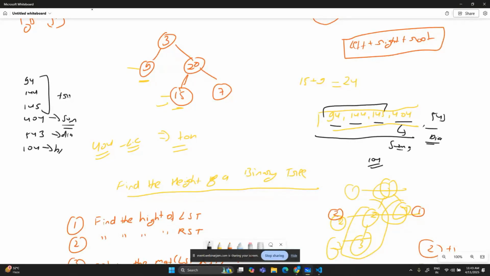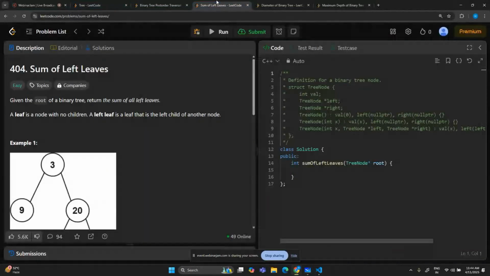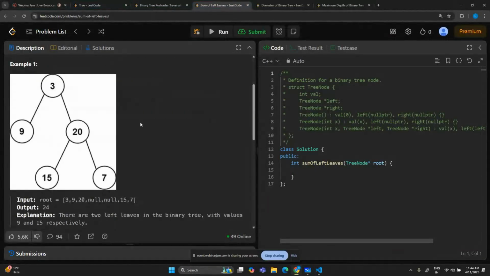Find the sum of all the nodes, but this question is a little bit different. It is the sum of left leaf nodes. Yes, sum of only the left leaves, the leaves which are on the left. You can say 7 is also a leaf, but 7 is the right leaf. So we have to find the summation of only the left leaves. So you just read the question.